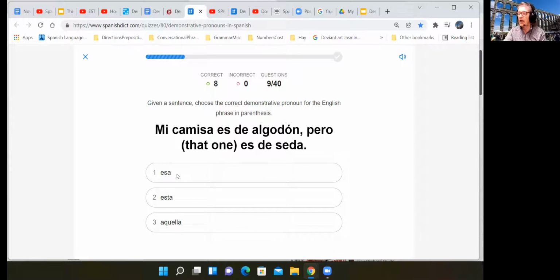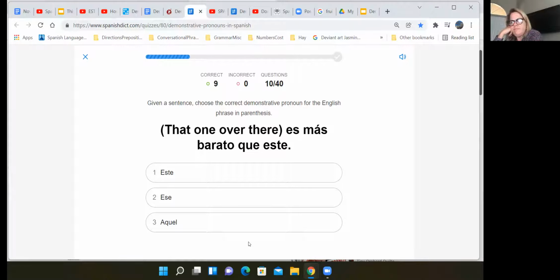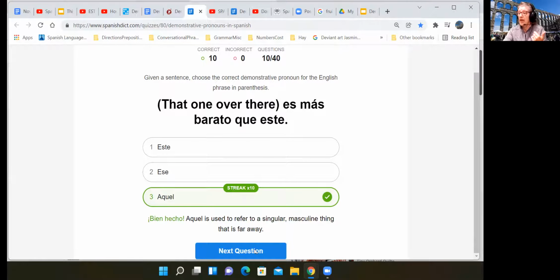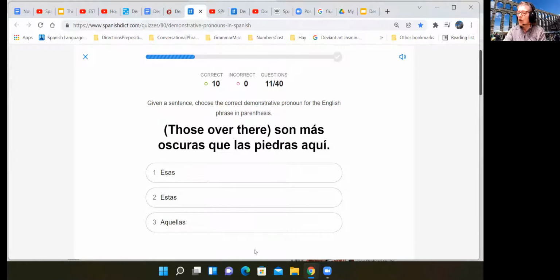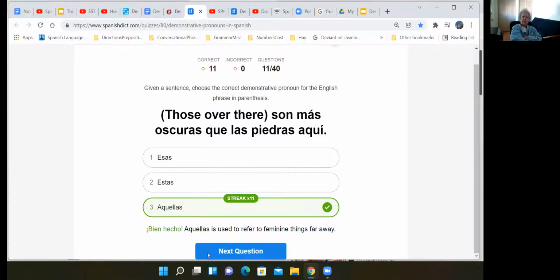Camiseta. Esa es de seda. Oh, esa, we're talking about camisa. That one over there es más barato, is cheaper. Aquel es más barato. That one over there is cheaper que este, than this one. Those over there are the darkest. Aquellas. Aquellas que las piedras are stones, rocks. Okay.